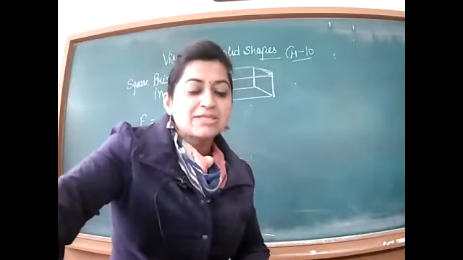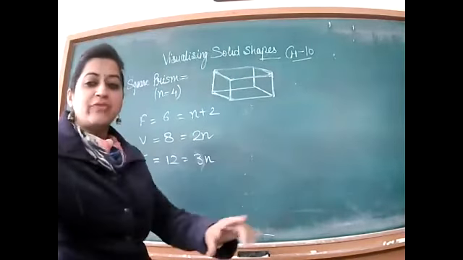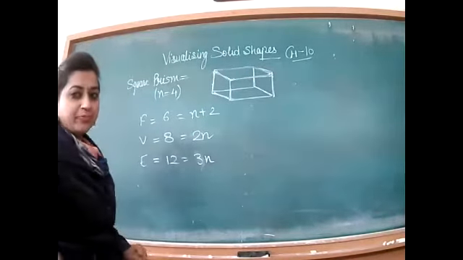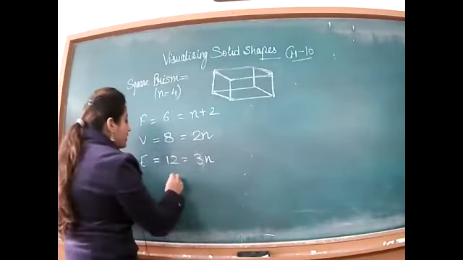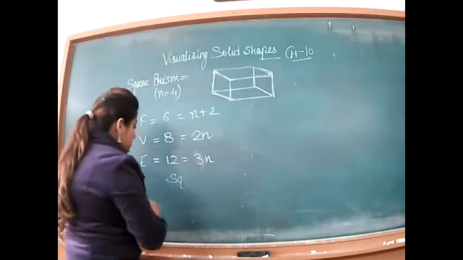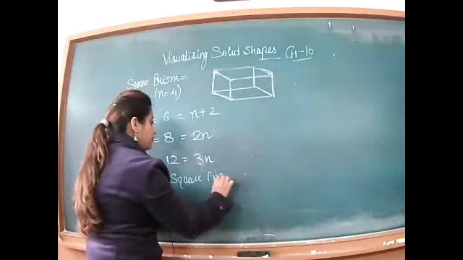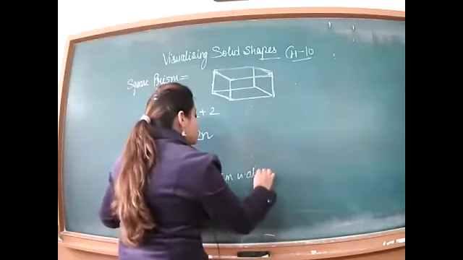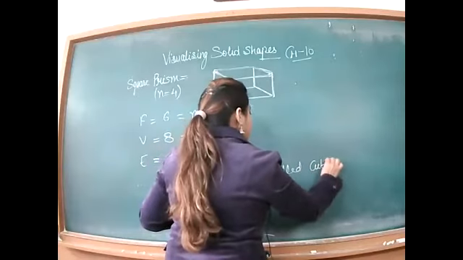One is triangular prism, another is square prism. All the details that we have written, you will send the pic again in the group. Okay. So we have written this. Now you will write one more thing. Square prism is also called cuboid.